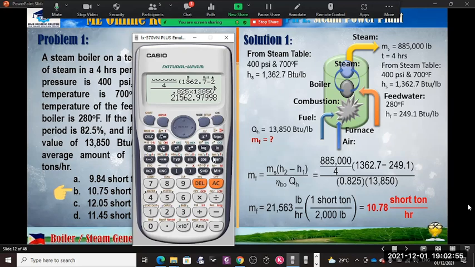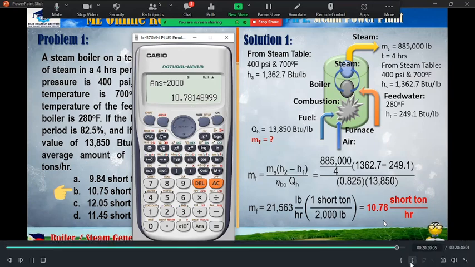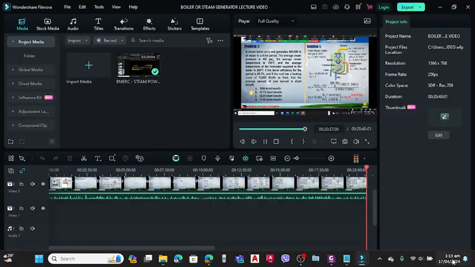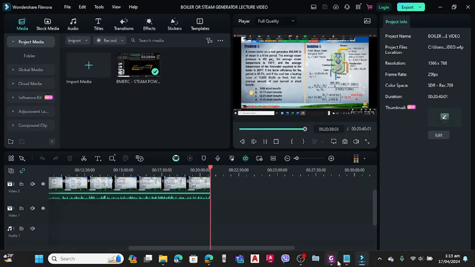And then we are going to divide that by 2,000 pounds. The resulting value is 10.78. Therefore, the answer is 10.78 and it's correct. The closest possible answer is 10.75, so we will select the closest possible answer, and that is letter B. I guess this one is clear, guys. Okay. We are going to proceed.